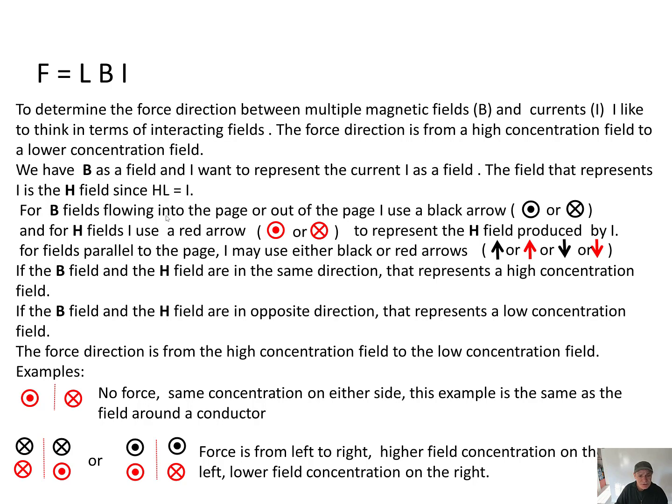For B fields flowing into the page or out of the page, I use a black arrow. And for H fields, I use a red arrow to represent the H field produced by the I. For fields parallel to the page, I may use either black or red arrows, like black up or red up, or black down, red down. If the B field and H field are in the same direction, that represents a high concentration field. If the B field and H field are in the opposite direction, that represents a low concentration field. The force direction is from the high concentration field to the low concentration field.